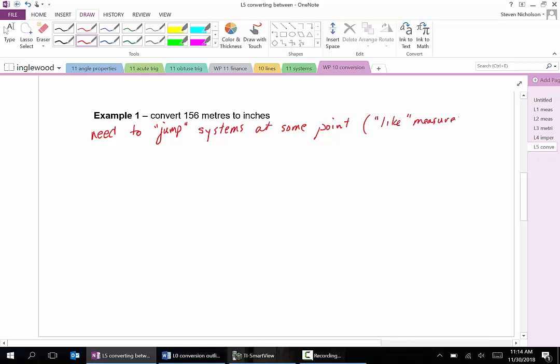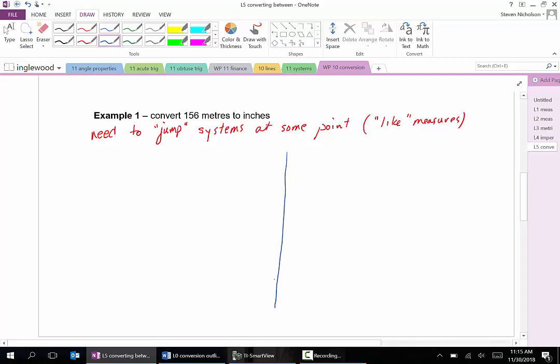So if I want to change meters to inches, well, there's not a nice conversion, meters to inches, but there is a nice conversion, centimeters to inches. So that's going to be my jump point, centimeters to inches. But I'm going to do it 2 different ways. The first way I'm going to do is I'm going to jump right away. And the second way is I'm going to jump when I get close. So again, meters are not close to inches. Centimeters are close to inches, but meters are also close to yards. So again, 2 different methods.